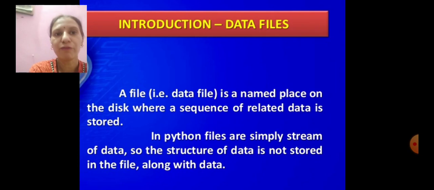So, what are files? Files are simply a named place in which we store a sequence of related data on the disk. Files are the place on a disk where we store data. In Python, files are simply a stream of data.